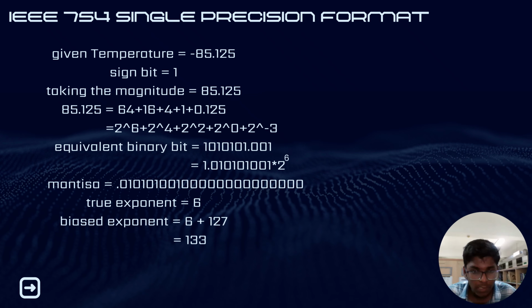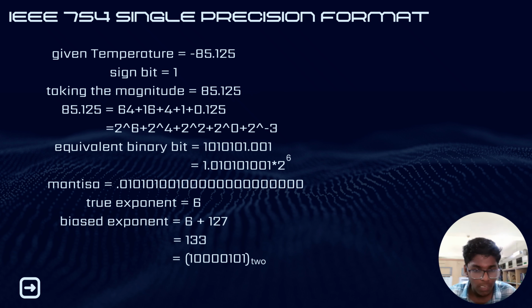the significand here is 1.010101001. So the mantissa is equal to significand minus 1, which is equal to this. Here 6 is the true exponent and biased exponent equals 6 plus 127, which is equal to 133, which is represented in binary as 10000101. In a nutshell, the sign bit is 1 as the number is negative, and as we got the biased exponent is 133, which is represented in binary as 10000101, and the mantissa is this, which can also be written as.